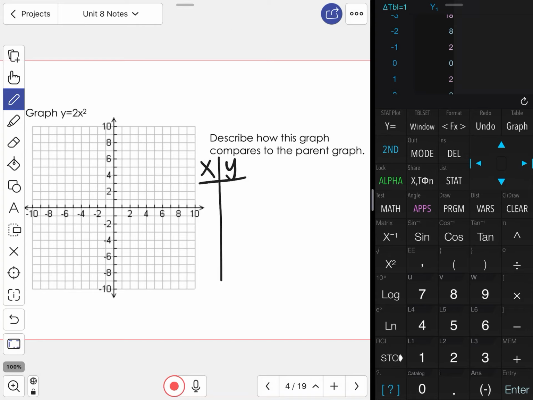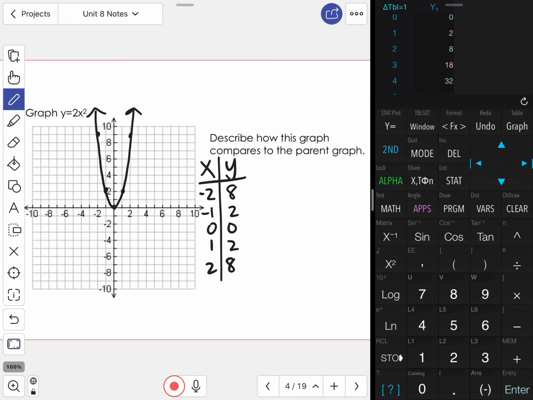So let's write down all the points we can possibly fit on a 10 by 10. And it looks like the first one we can fit is -2, 8, -1, 2, 0, 0, 1, 2, and 2, 8 are all the points we can possibly fit. So once you get those, let's graph. -2, 8, -1, 2, 0, 0, 1, 2, and 2, 8. So connect those dots once you have them all plotted.